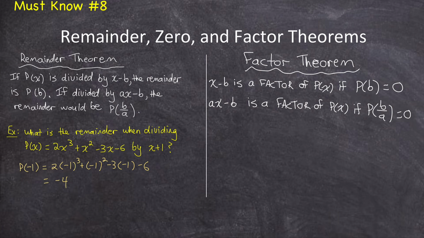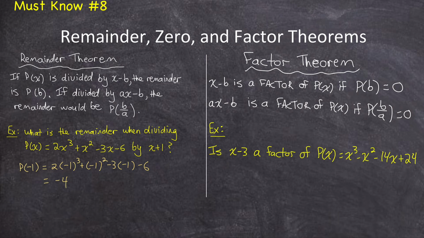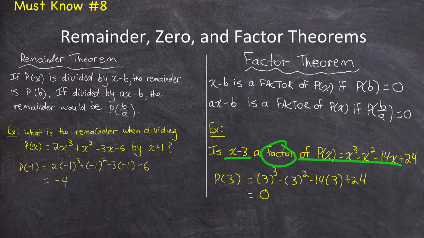And let's do an example to see how this works. So this example says, is x minus 3 a factor of this polynomial? It would be a factor if, when I divided this polynomial by x minus 3, I got a remainder of 0. And I can check to see if it has a remainder of 0 by just subbing in the 0 of x minus 3. Well, x minus 3 would be 0 if x was 3. So just take that value of 3 and evaluate the polynomial function at that value of 3. And when I evaluate this, I get 0, which means the remainder is 0, which means x minus 3 is a factor of the polynomial.